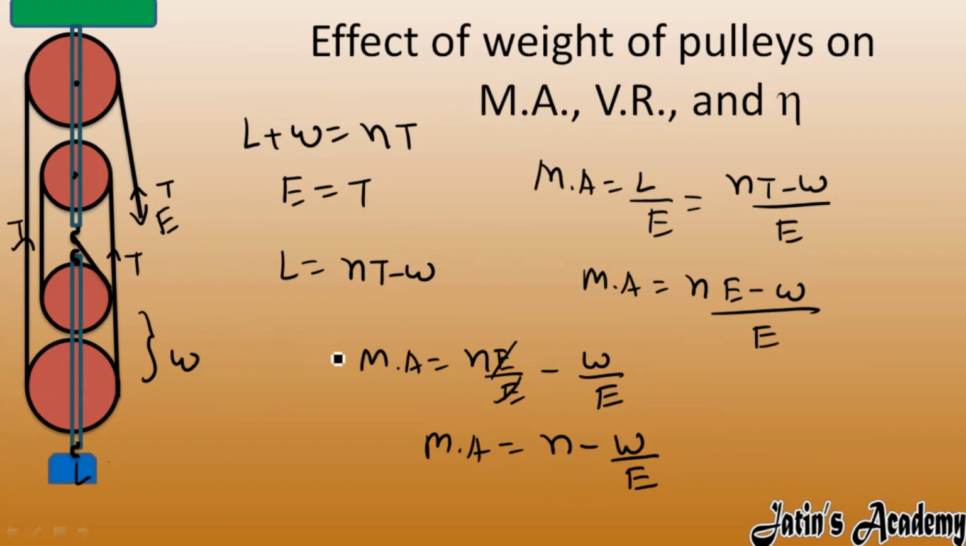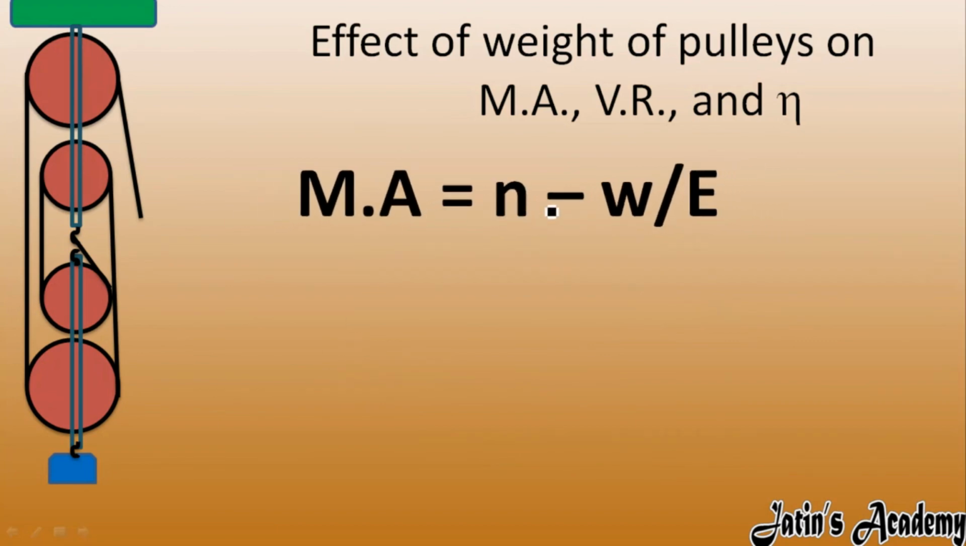So now mechanical advantage we have n minus weight of pulley upon effort. So what about the velocity ratio? In case of the effect of weight of pulley, the displacement of load and effort will not change. So even though you are taking the effect of pulley weight, the displacement part will not change, so velocity ratio will not change. Velocity ratio will remain the same. For n number of pulleys, velocity ratio we got as n.